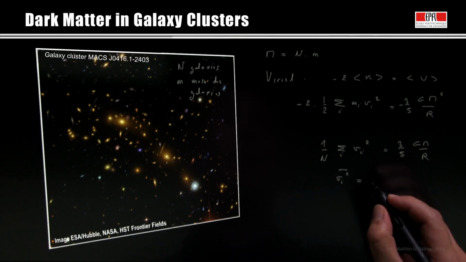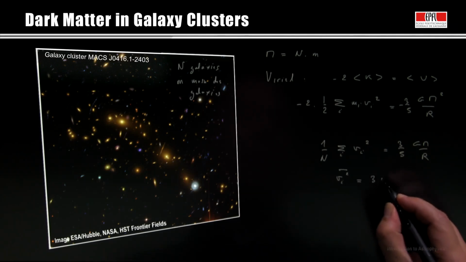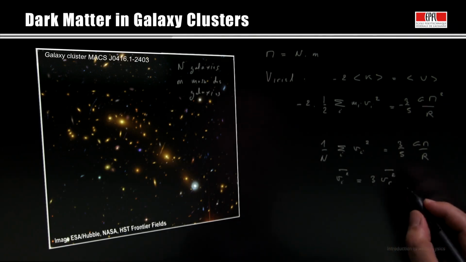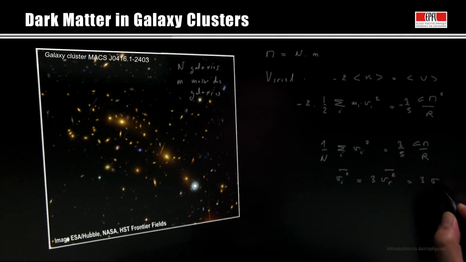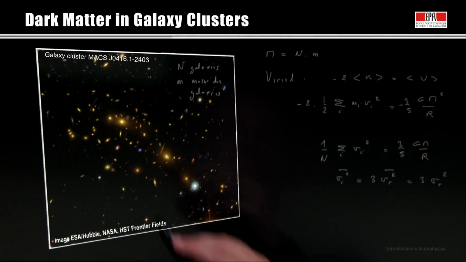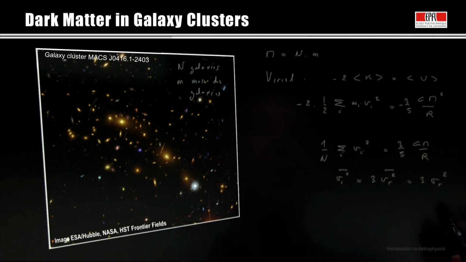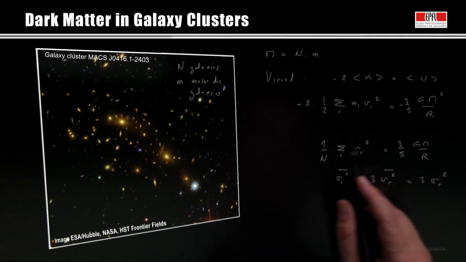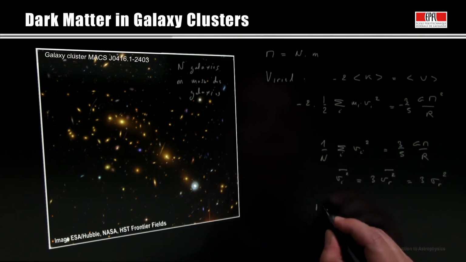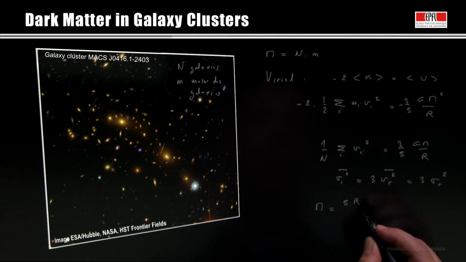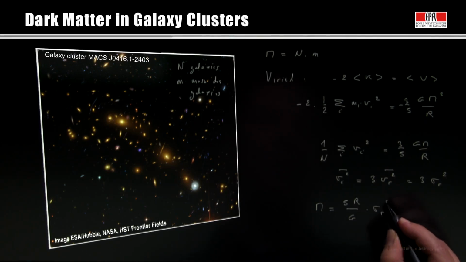But also, as it was seen before, assuming isotropy of velocities, this equals 3 times v_r squared mean, which is the radial velocity dispersion of galaxies on the line of sight. Now, all one has to do is to replace this term by this one and solve this equation. One obtains an expression giving the total mass of the galaxy cluster. R is the cluster radius, G the gravitational constant, and here one has sigma squared.